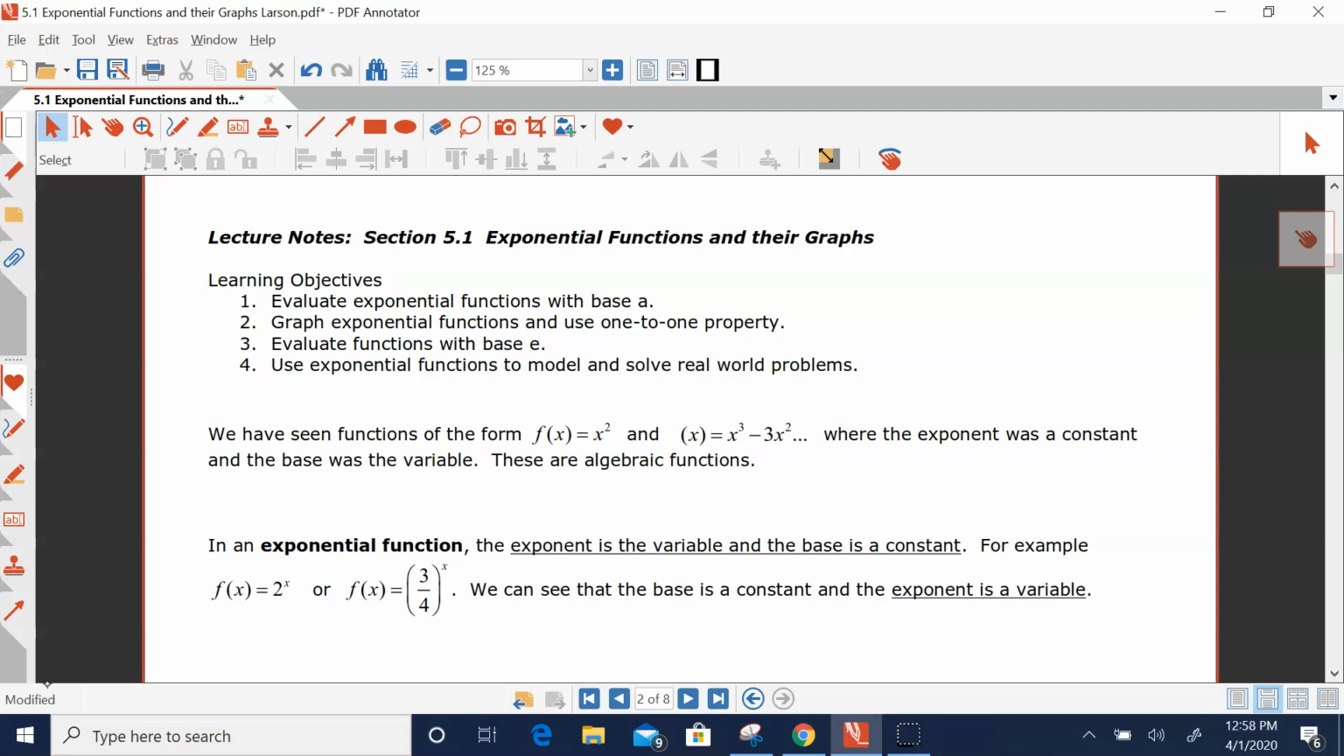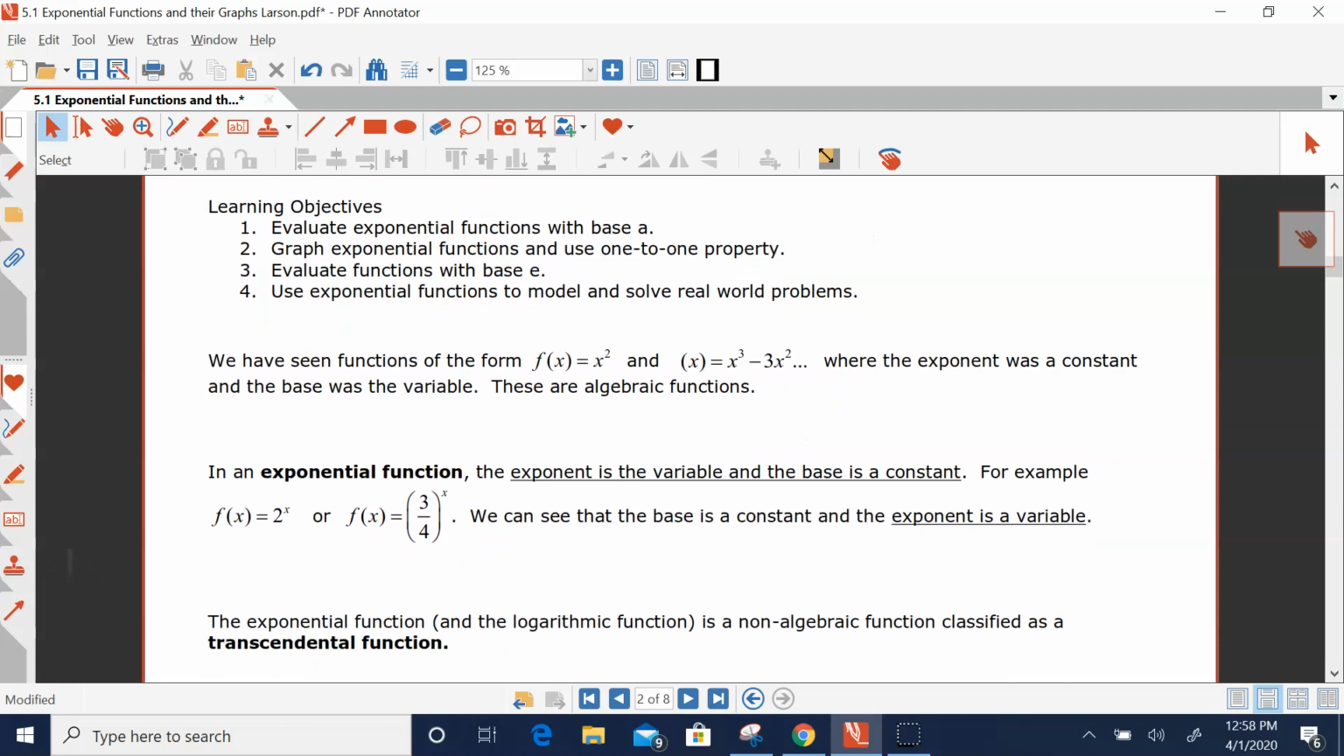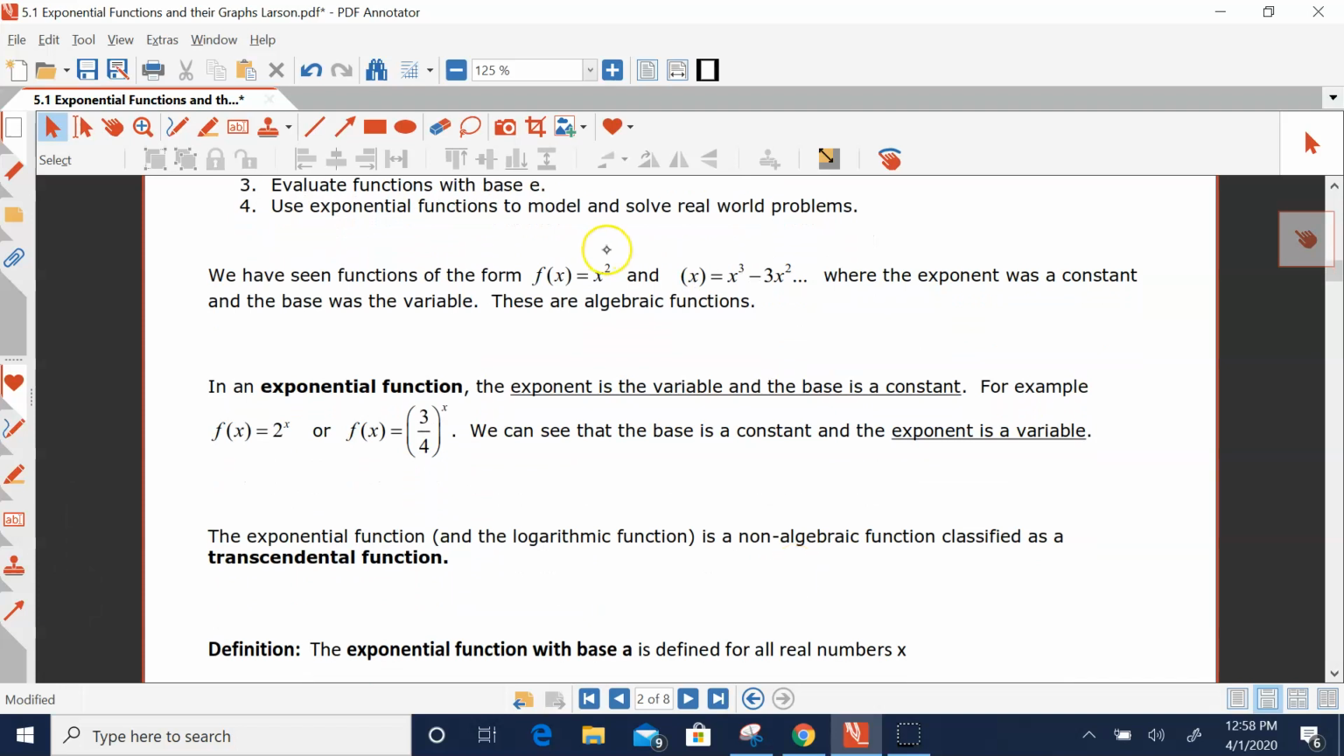So, what is an exponential function? We've seen the good old quadratic function. Worked a lot with him, x squared. We've worked with polynomials, x cubed minus 3x squared. We've worked with rational functions. These guys are all algebraic functions.